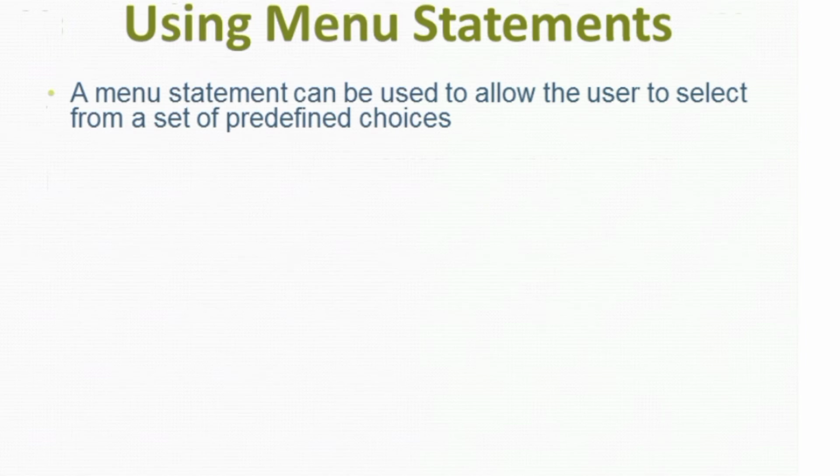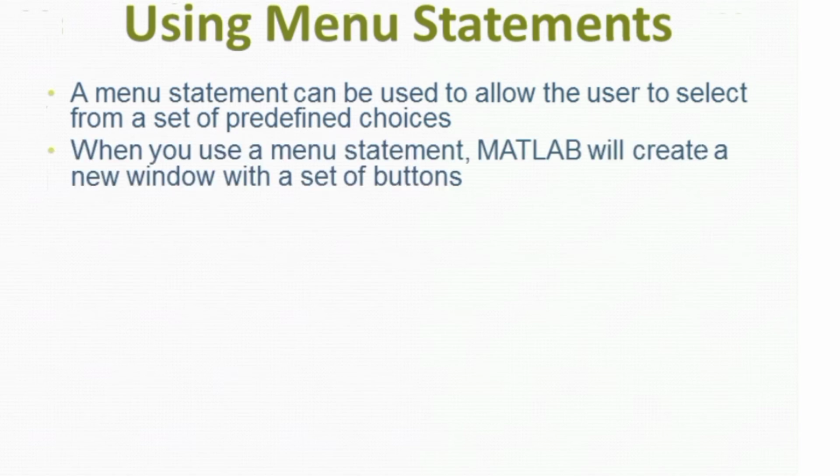The third option we have for getting input values into our program, at least the ones that we're going to be talking about in this video, is the menu statement. Like I mentioned before, the menu statement brings up a separate window with a set of predefined choices and allows the user to select from one of those choices that are specified. Those choices are going to be made available to the user through a set of buttons.